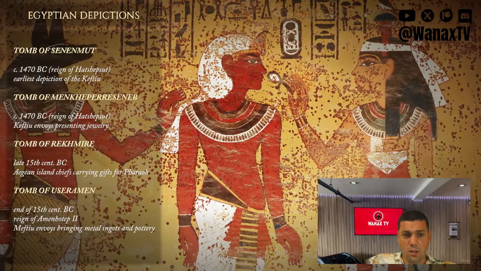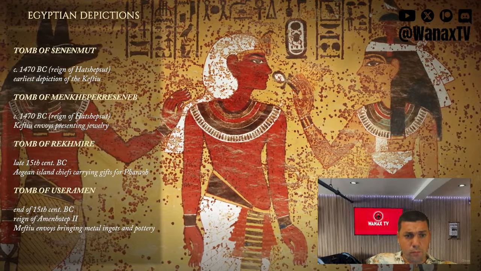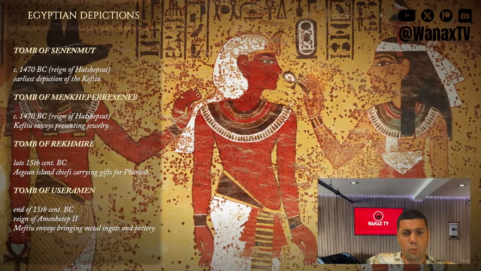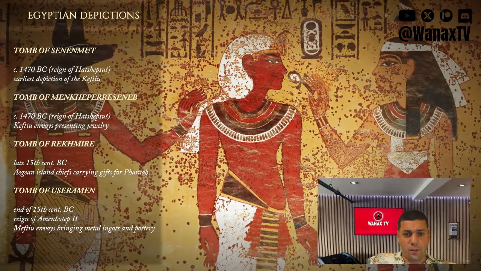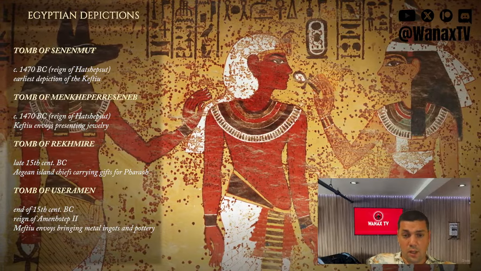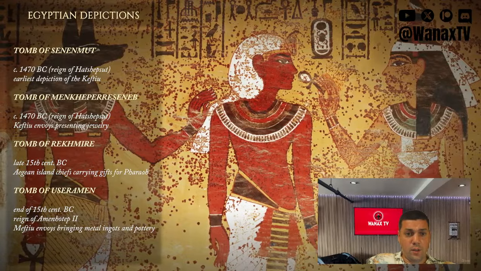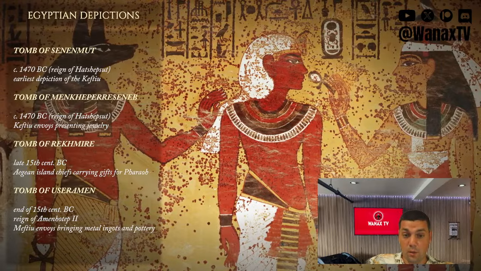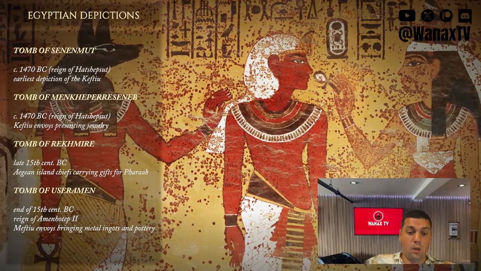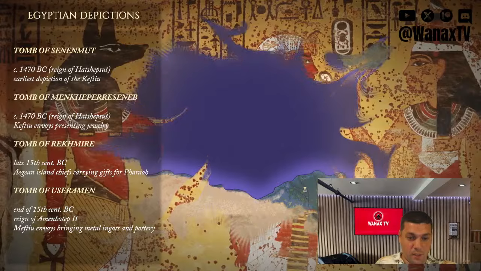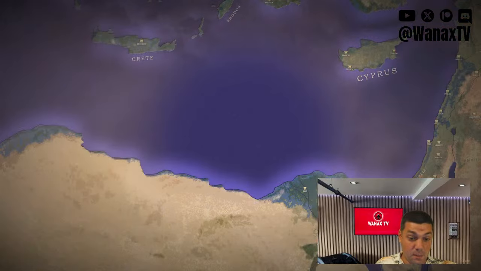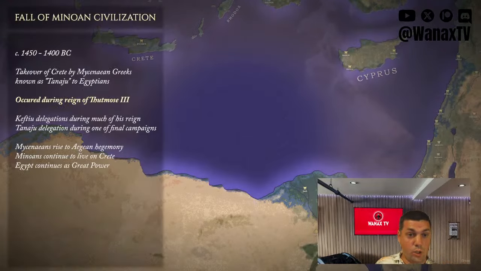As you can see, they did their part. The Minoans are represented wearing very decorated clothes, a lot of jewelry, very luxuriously clothed, the Minoans, even according to the Egyptians. So they paid their respect. With that being said, we're going to the next segment and the last segment of the episode, which is the fall of the Minoan civilization.